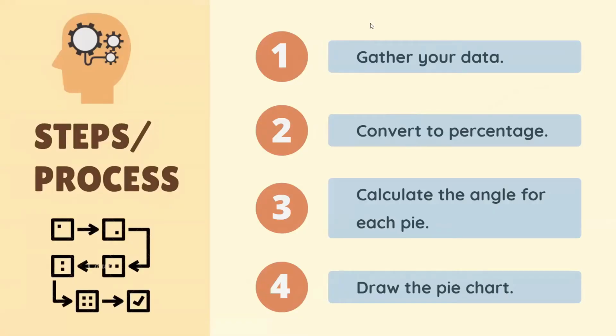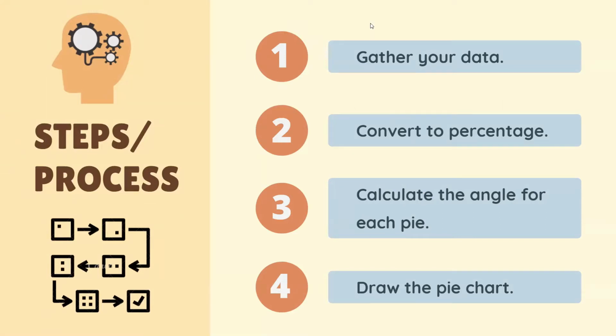So in order to make a pie graph, first we need to know the process or steps. So you need to gather your data. The first procedure in making a pie graph is to gather your data. It allows you to analyze the problem and to effectively determine the process in solving the problem.